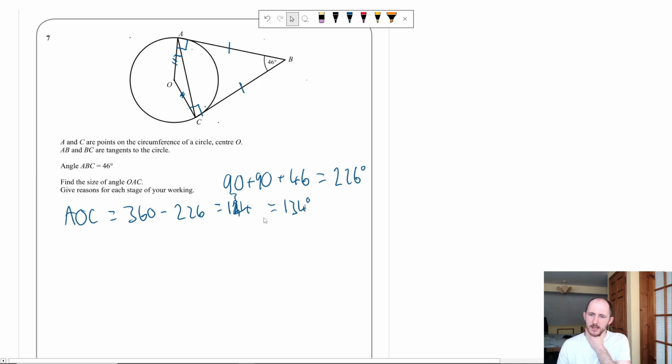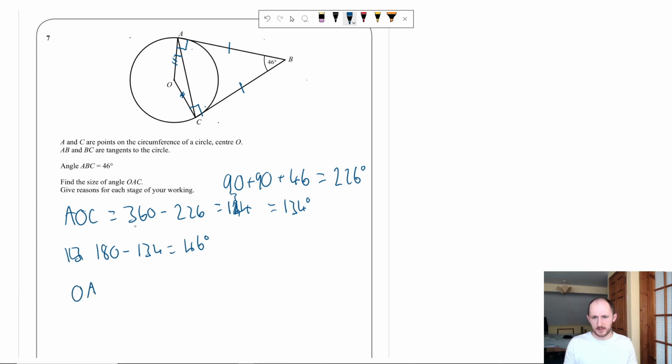So, if we... Actually, no. Yeah. If we look at this now, we have this angle at the centre over here. All we need to do is subtract it from 180, divide by 2. So we're going to do 180 minus 134, which is 46 degrees, right? And then angle OAC is just going to equal half that, 46 over 2.